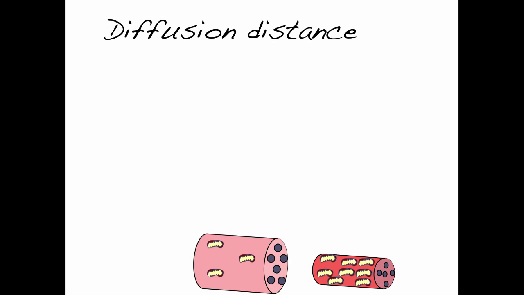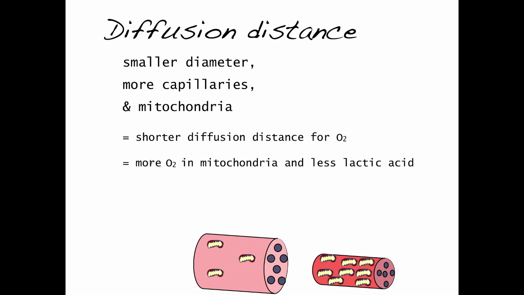So what this means is the distance that oxygen has to travel from the cell membrane, i.e. at the capillary, into a mitochondria. And so there's three factors that can really influence this. Type 1 muscle fibers have a smaller diameter, have more capillaries, and have more mitochondria, which means there's a shorter distance for oxygen to travel to get into the mitochondria. And as we know, if there's more oxygen in the mitochondria, there's less lactic acid formed because there's the final acceptor of electrons.